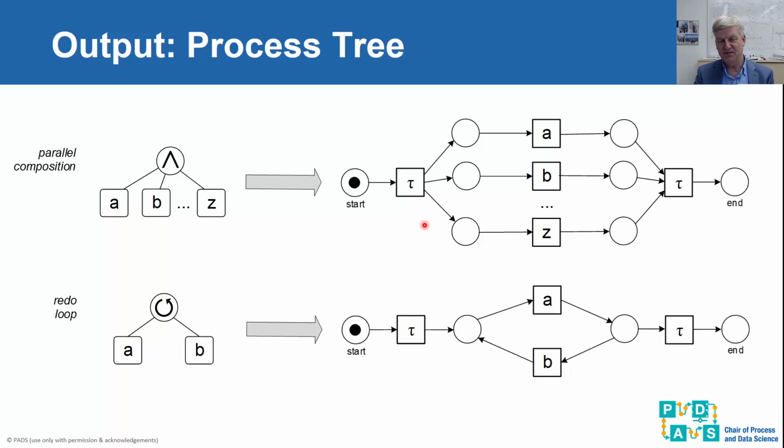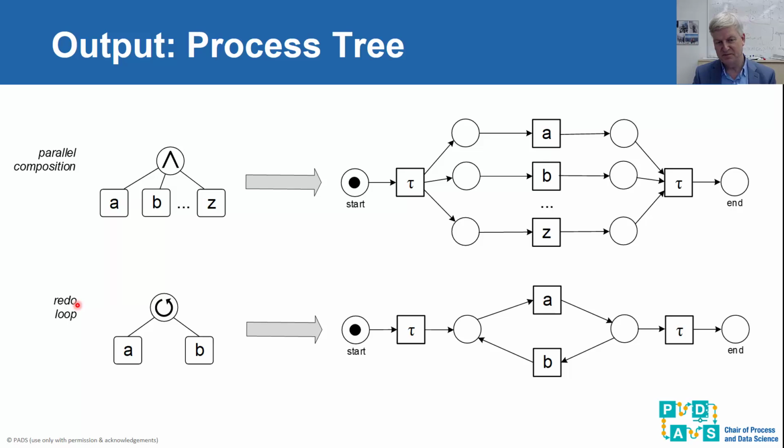Parallel composition, I think, is also still easy to understand. So we start here, and after the start there is this silent activity that is starting up all of these different sub-processes that can be executed in any order, and only when all of them are done we can end. You can think of this as an AND split, and you can think of this as an AND join, which is synchronizing the different parallel branches that we have started.